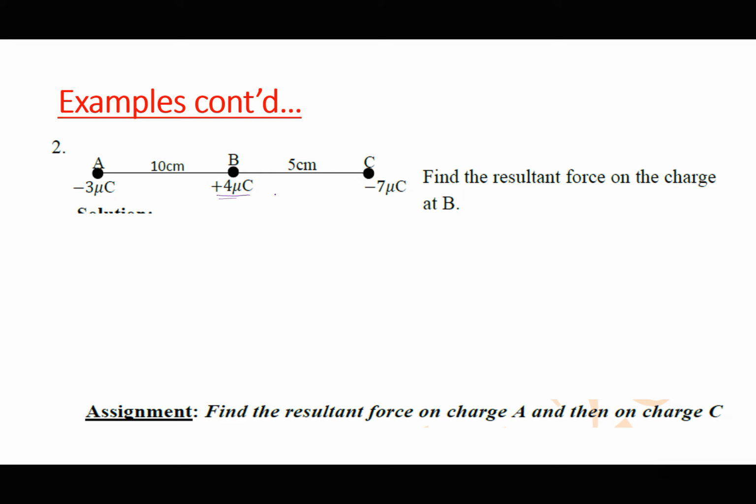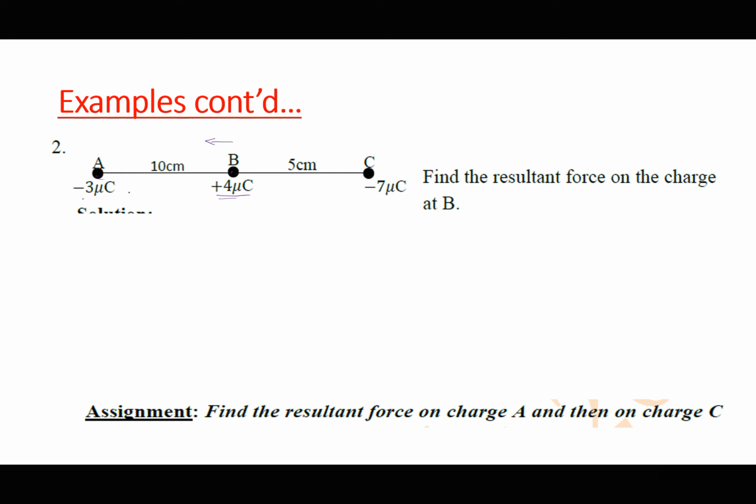If we consider the charge at B, it is positive. So what is the effect of charge A on charge B? You will realize A is negative, B is positive. It means A is attracting B in that direction with a force which is directly proportional to the product of the charges, but inversely proportional to the square of the separation.